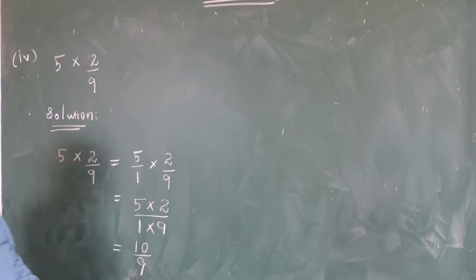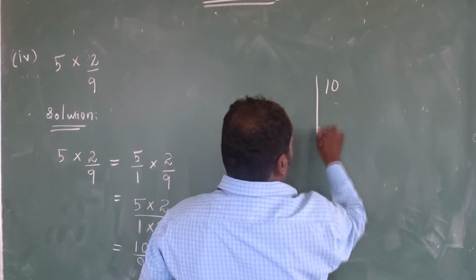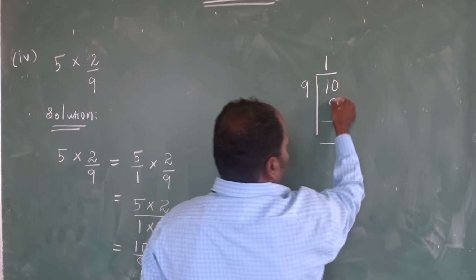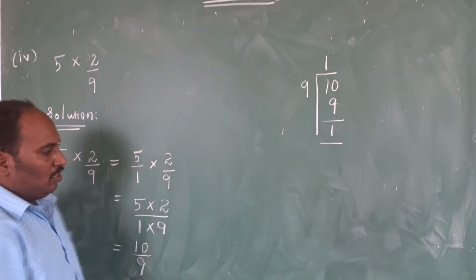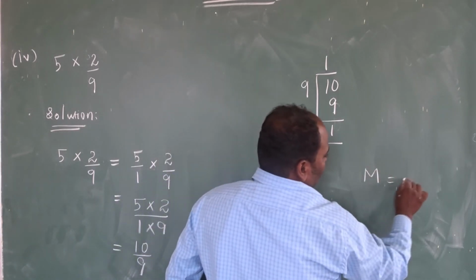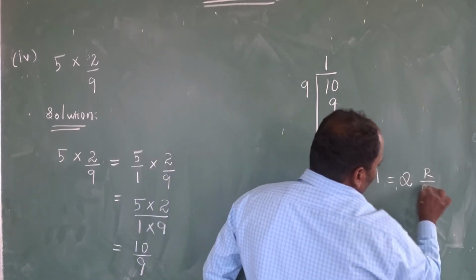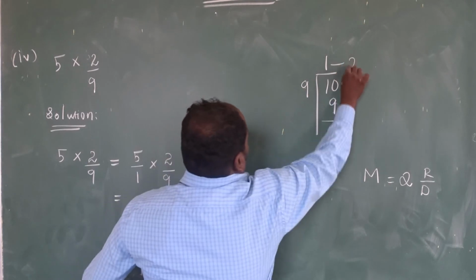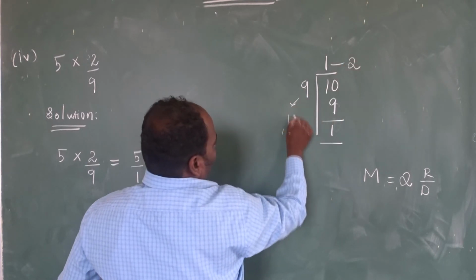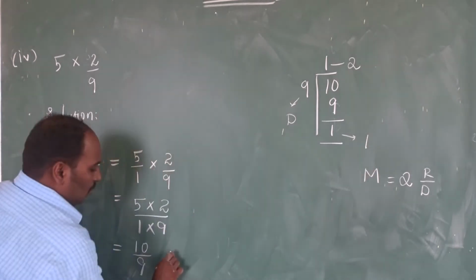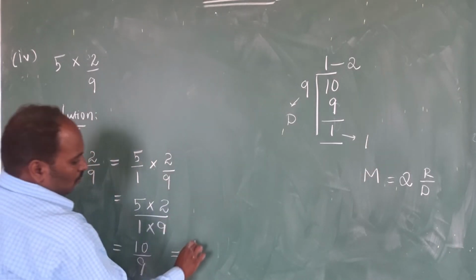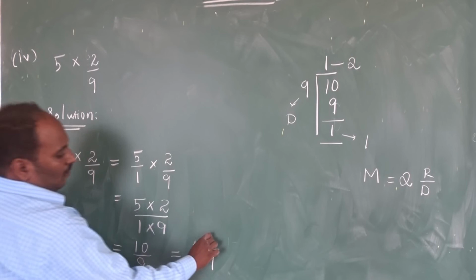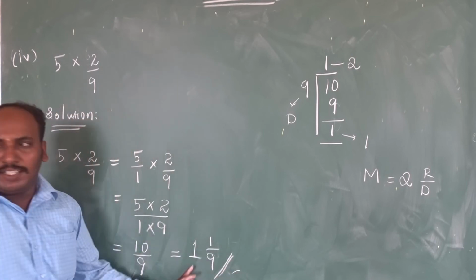But we want the lowest term. So 10 divided by 9. 1 times 9 is equal to 9. 10 minus 9 is equal to 1. Our mixed fraction is Q R by D. Q is equal to 1, D is equal to 9, and the remainder is 1. So our answer is 1 and 1 by 9.